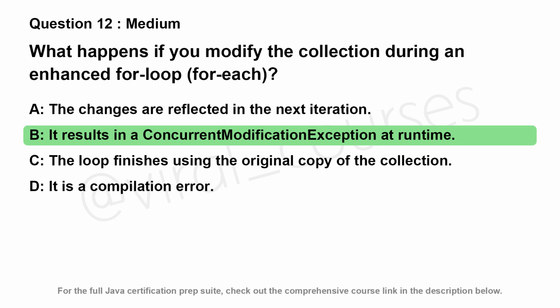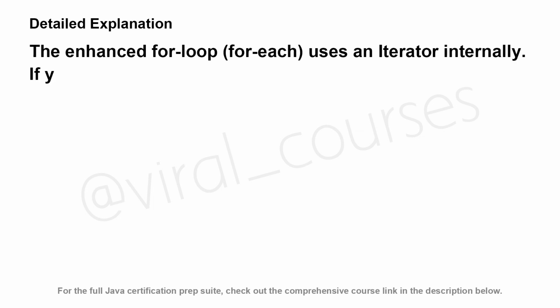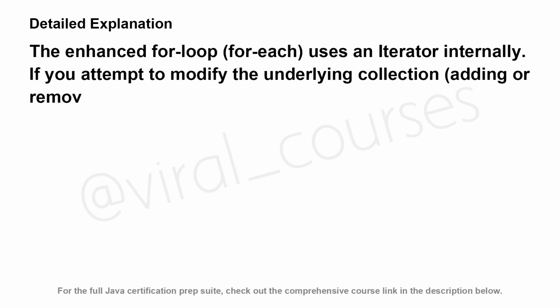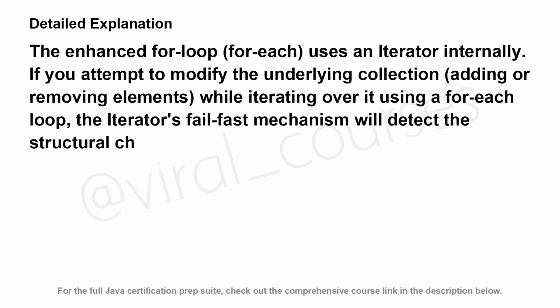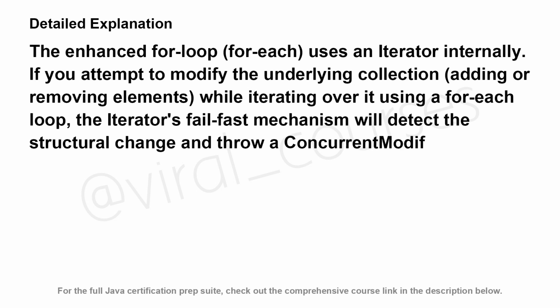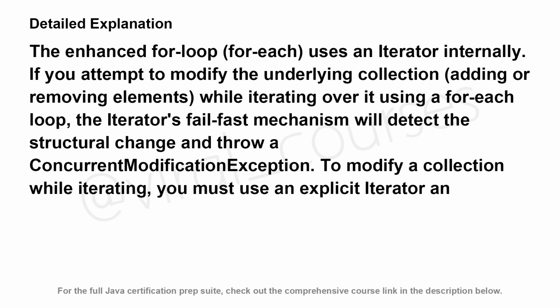The correct answer is B. The enhanced for loop, for-each, uses an iterator internally. If you attempt to modify the underlying collection, adding or removing elements, while iterating over it using a for-each loop, the iterator's fail-fast mechanism will detect the structural change and throw a ConcurrentModificationException. To modify a collection while iterating, you must use an explicit iterator and its remove method.